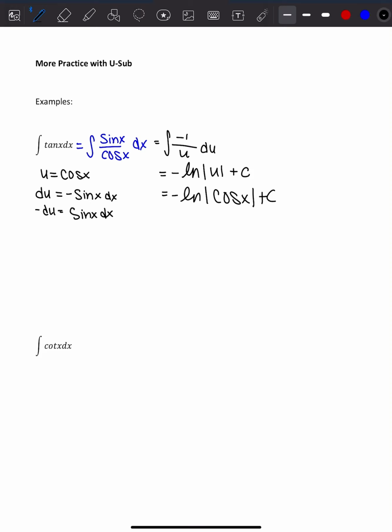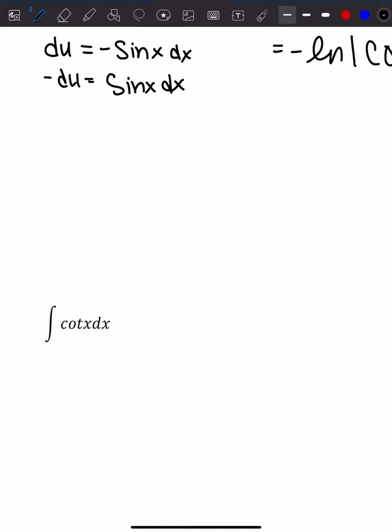So when we have a problem like this, it takes a little bit more to look at what we have, but it's not super bad once you know what to do. When we look at cotangent, it's going to be pretty much the exact same thing. The big difference is we're going to be looking at cosine over sine instead of sine over cosine. So we have the integral of cosine of x divided by sine of x. And then it's going to be the exact same thing.